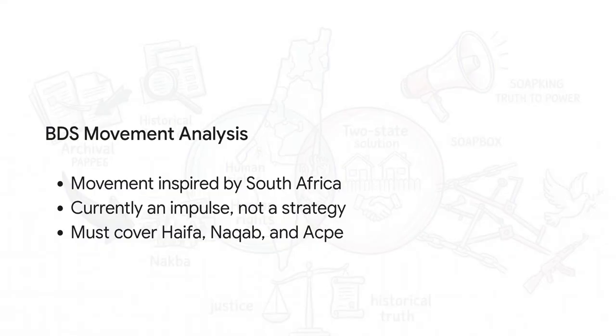Pappé also digs into the BDS, boycott, divestment, and sanctions movement. While he notes it's heavily inspired by South African resistance, he offers a pretty critical warning. He states that right now, BDS is an impulse, not a strategy. For it to actually evolve into a successful strategy, Pappé argues it has to comprehensively cover all areas, including Haifa, Naqab, and Acre, not just Gaza and the West Bank.